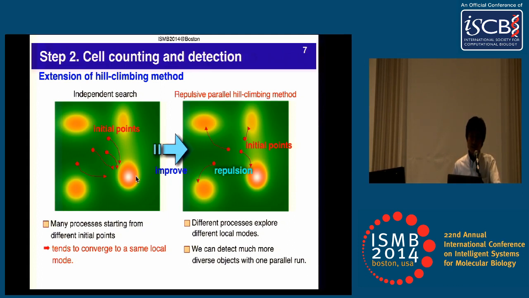To overcome the difficulty, we extend the hill climbing method to work in parallel, called the repulsive parallel hill climbing method. This method works with multiple local optimization processes, and a repulsion force is applied when different processes get close. Okay? In this way, different processes explore different local modes, and we can detect much more diverse objects with just one parallel run.